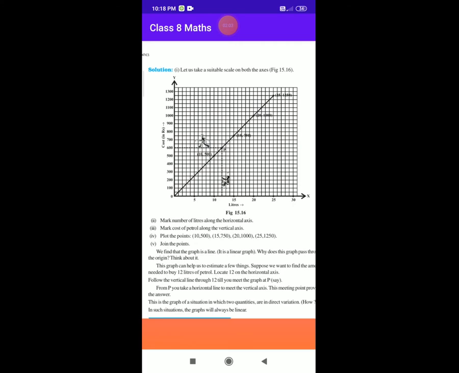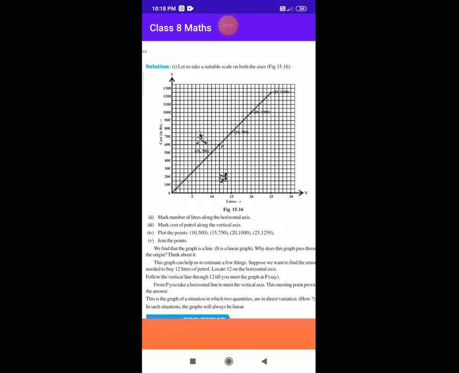Solution. Let's take the suitable scale on both the axes from figure 15.16. Mark number of liters along the horizontal axis. Mark cost of the petrol along the vertical axis. Plot the points (10, 500), (15, 750), (20, 1000) and (25, 1250). Next step, join the points and we find that the graph is a line. It is a linear graph. Why does this graph pass through the origin?